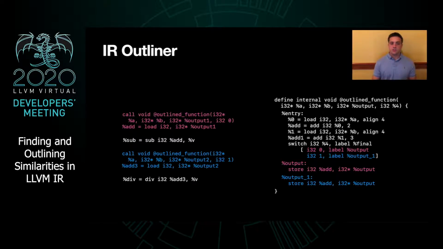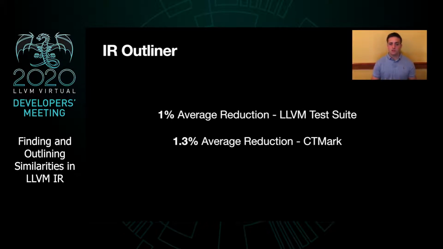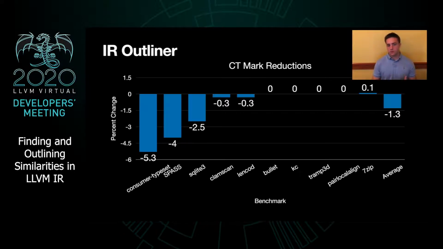With our initial implementation of the IR outliner, we get a 1% reduction on average with the LLVM test suite, with gains of up to 60% in certain microbenchmarks, and a 1.3% reduction in CTMark. Looking at CTMark a little bit closer, we can see that we get up to a 5% reduction in consumer typeset, with a few regressions due to underestimates of the number of needed instructions with our current cost model.